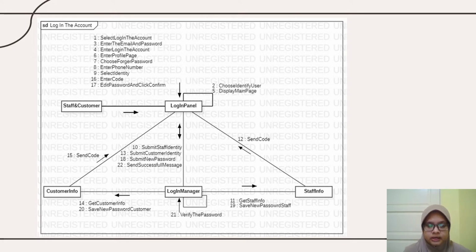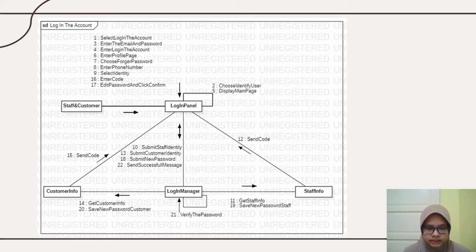Okay. For staff and customer, they will be select login the account, enter the email and password, enter login the account, enter profile page, choose forget password, enter phone number, select identity, enter code, and lastly edit password and click confirm. And at login panel, there will be choose identity user and display main page.